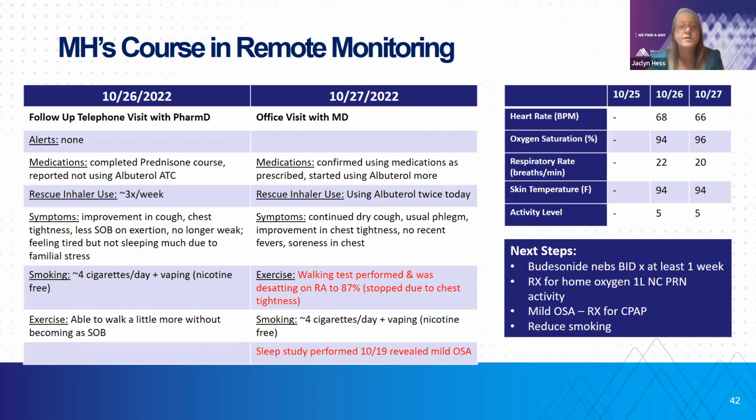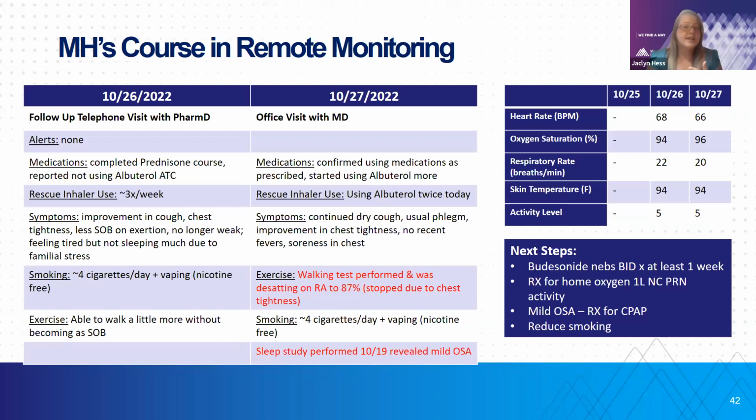And then in the office, when she was seen by the pulmonologist, she did start using the albuterol after we spoke. So she used it twice the day before and then once that morning. They did a 6-minute walking test and she desatted to 87% on room air, and then they had to stop it early because she developed chest tightness. She also had a sleep study performed that revealed mild OSA.